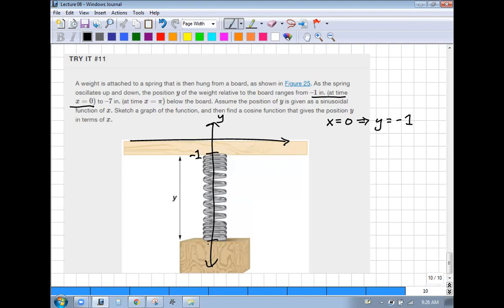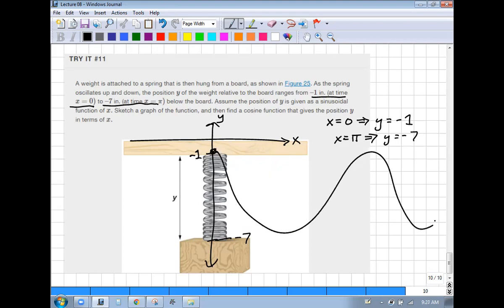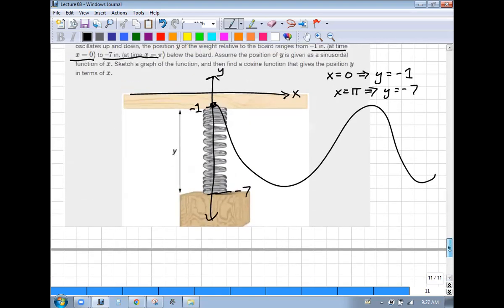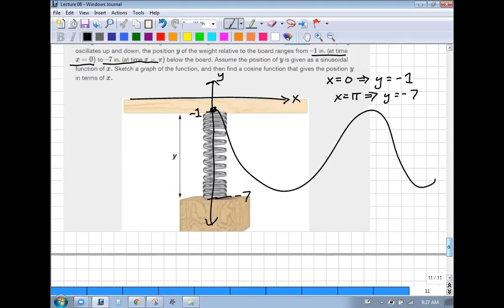And so at time pi, the y value is negative 7. So right here, I'm going to say minus 7. So you could imagine this thing: if I made this x, we'd have to take the spring and just move it to the right. So if we start here, it's going to look like that, if you let the spring move to the right as time passed, because that's what the x is going to be. So that's what we're looking for, something like that. So now we have to come up with a function. So we could use sine or cosine.